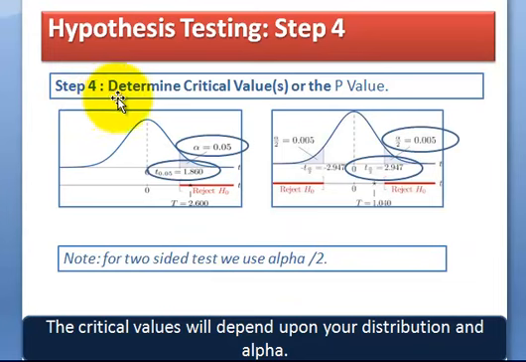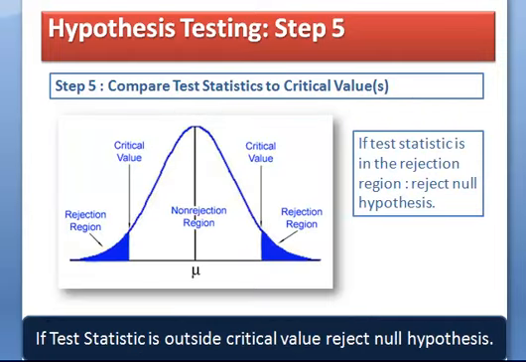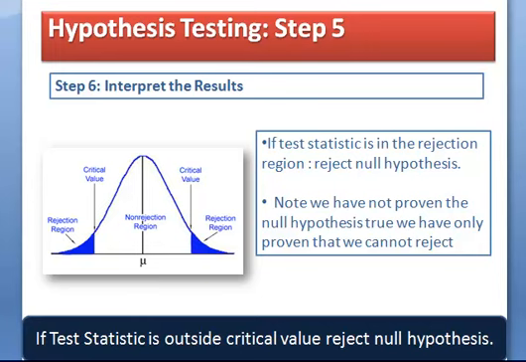Step 4, we determine the critical values and the p-values. And then step 5, we compare those. We compare the critical value to the test statistic. If the test statistic falls into the rejection region, we reject. If it falls into the non-rejection region, we do not reject the null hypothesis. Step 6 is simply to interpret the results.